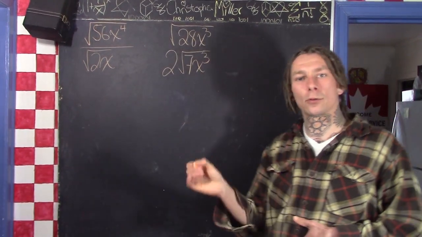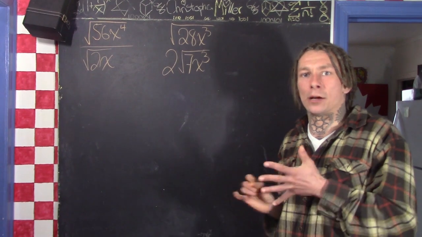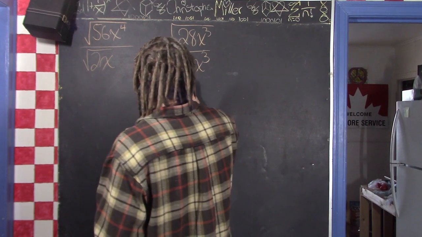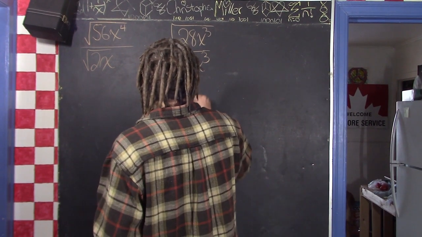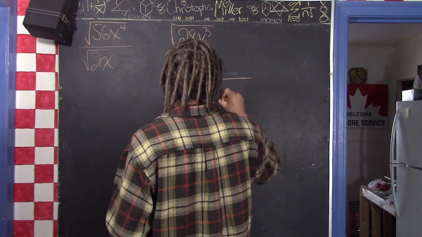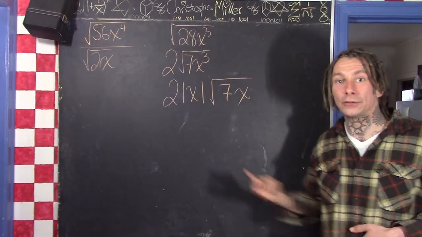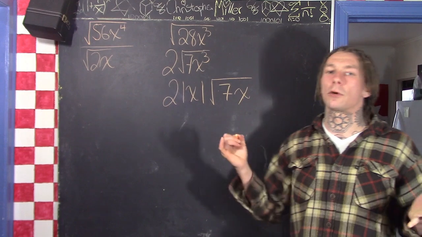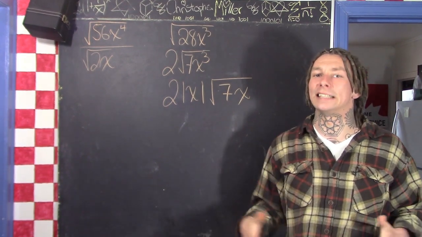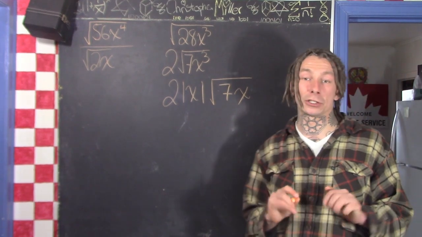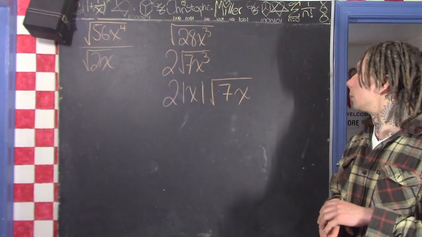X cubed is really x squared multiplied by x. We can take out the x squared by making it just x on the other side of the square root. So that this gives us 2, absolute value of x, square root of 7x. And that absolute value comes because square root of a negative number doesn't exist in real numbers. So we'll go with the absolute value if we're just dealing with the reals.